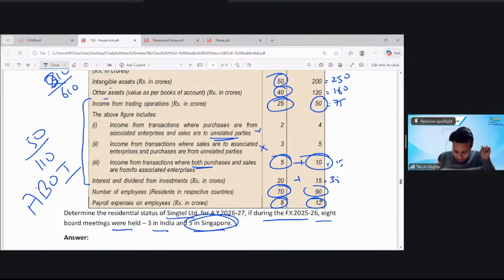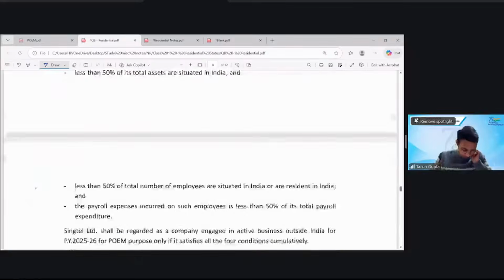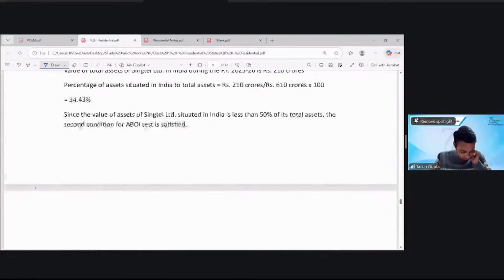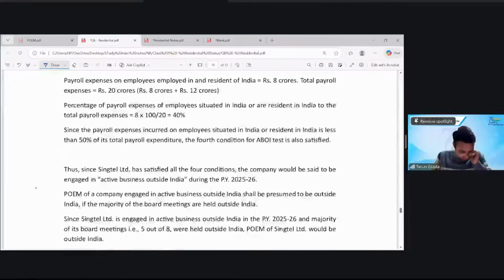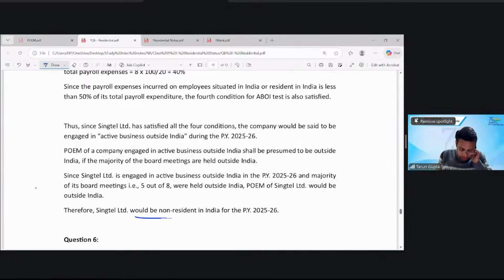Now, the majority of the board meetings are held outside India. My POEM is outside India, and therefore, I am non-resident. Single would be non-resident. You with me?